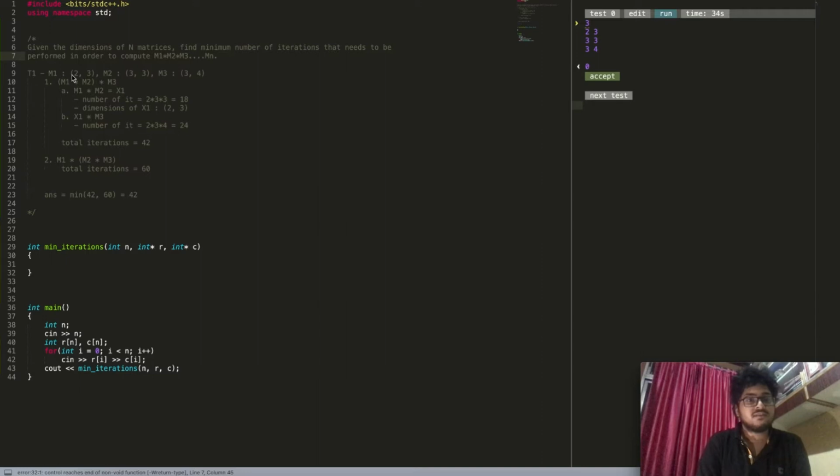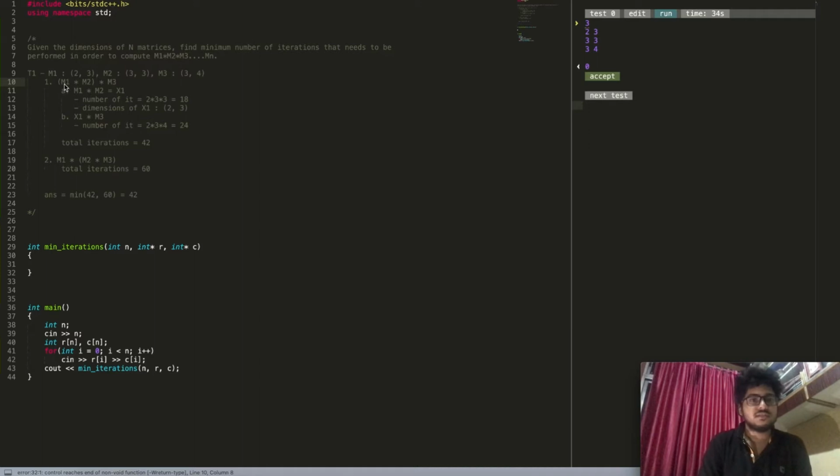Let's try to understand the problem better with the help of this test case T1. The first matrix has a dimension of 2 cross 3, the second matrix has a dimension of 3 cross 3, and the third matrix has a dimension of 3 cross 4. That is, we are given three matrices and we have to determine the minimum number of iterations to find m1 star m2 star m3.